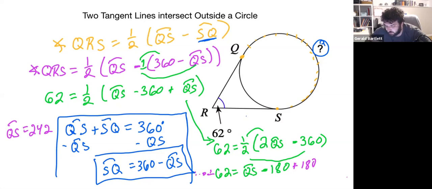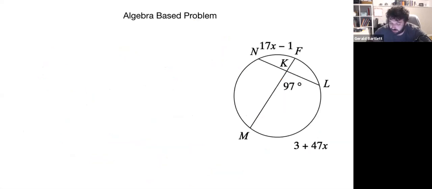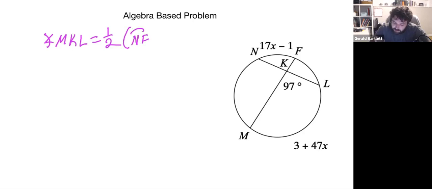Two quick algebra problems, and then we'll call it on this. In the algebra, I want to make sure you guys remember, don't overcomplicate this. Don't create anything new. It's still the same formulas. In this case, I've got the inside, which means that I'm dealing with the fact that angle MKL is going to be equal to arc NF plus arc ML. So we'll write that in, arc NF plus arc ML.